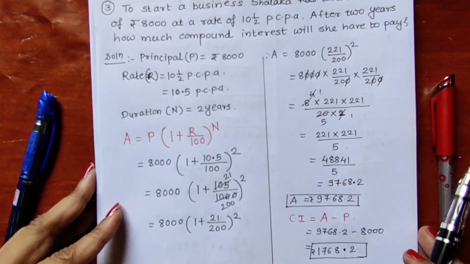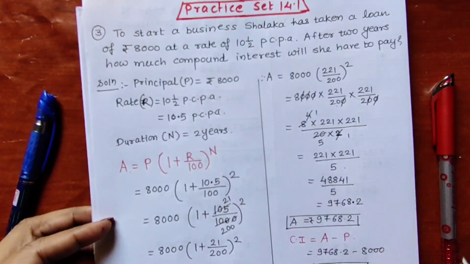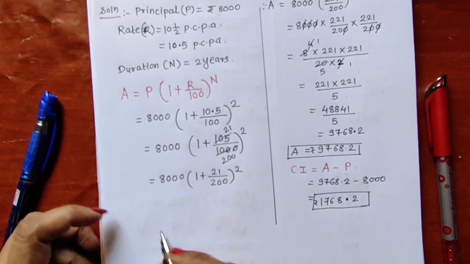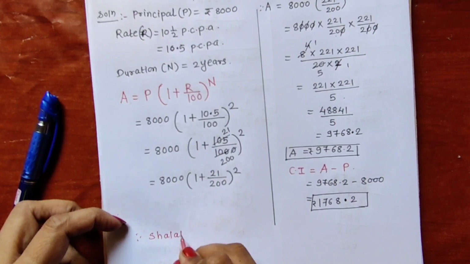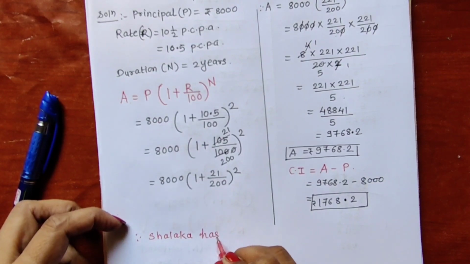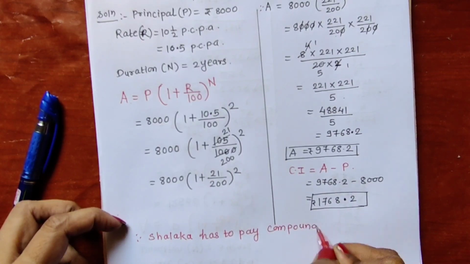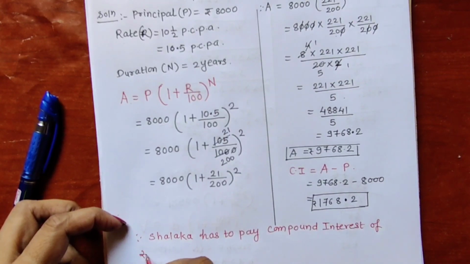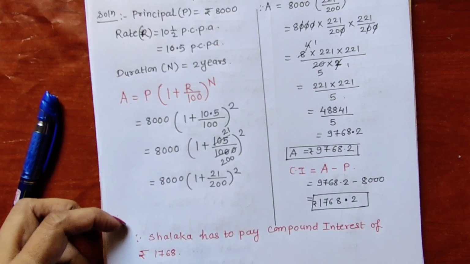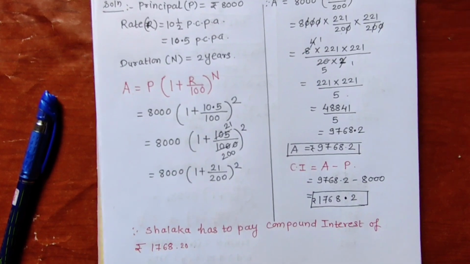So as it is a word problem, we have to write the answer in statement form. We will be writing here the answer statement. Therefore, Shalaka has to pay compound interest of rupees 1768.20. So in this way we can write the answer statement also. We have to write it properly.